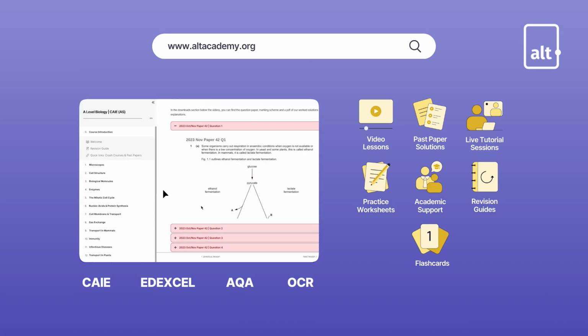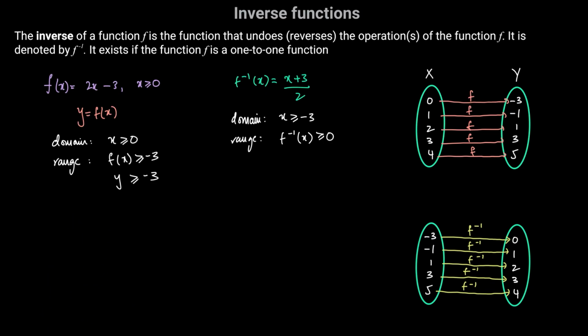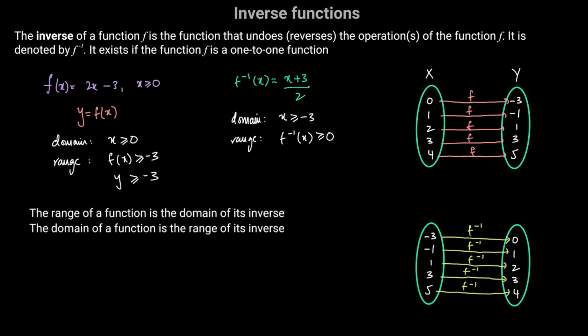Now, let's continue. So then we can say over here that the range of a function is the domain of its inverse. So if you look at the function f of x over here, the range of the function f is the set of outputs given by that function, and that set of outputs will be the set of inputs for the inverse function. So we can say that the range of the function f is the domain of its inverse f inverse of x.